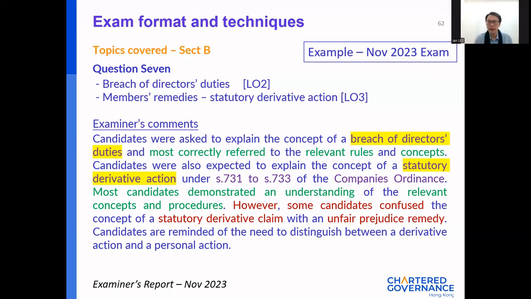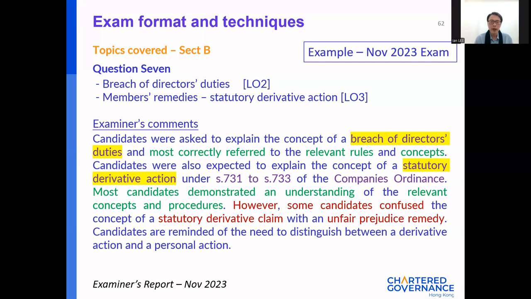So derivative action is you are not a director, but you apply to a court because the directors have done something wrong. So usually if the company wants to take an action, it will do it itself and it will be launched by the directors. But if the directors are the ones doing something wrong, you will be surprised if they would launch an action on behalf of the company against themselves. So that's why it's called derivative action.